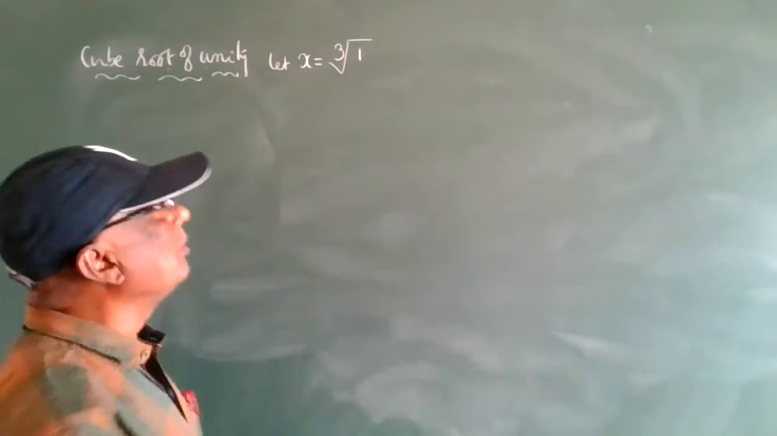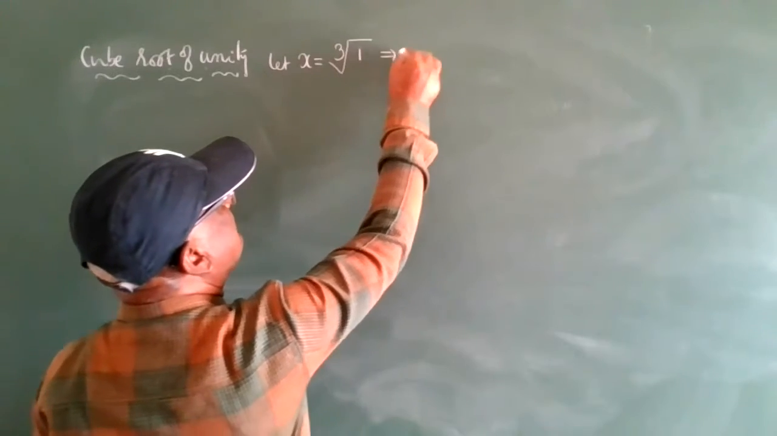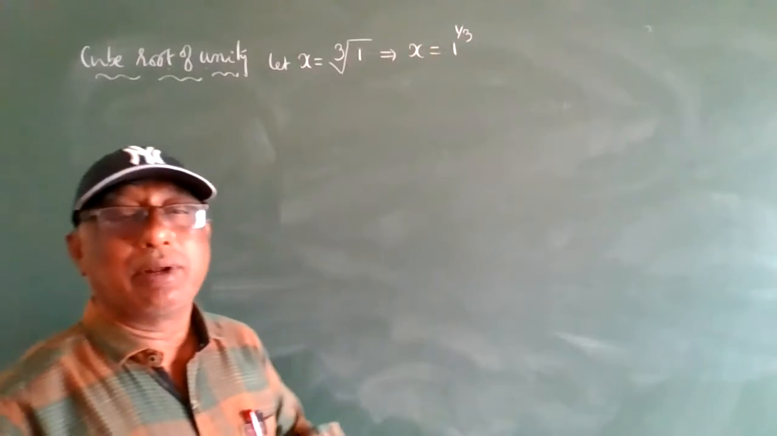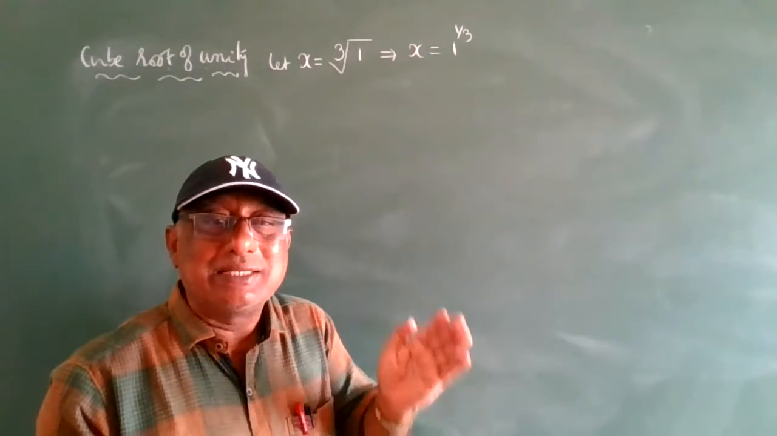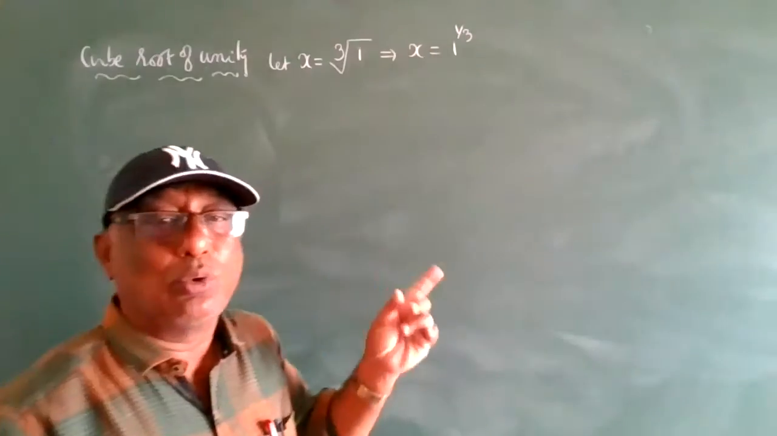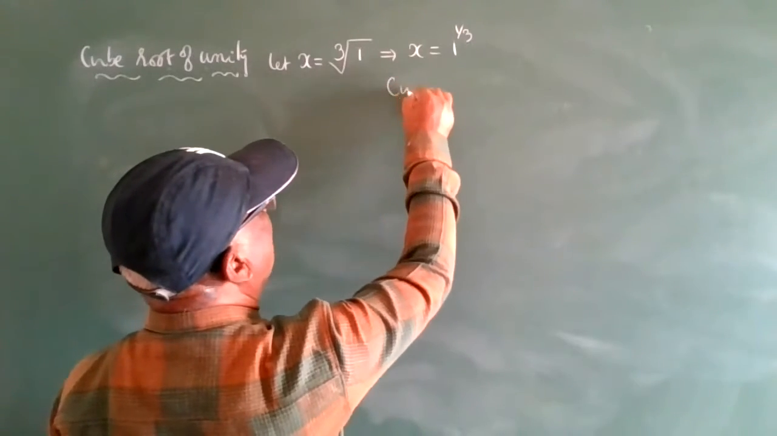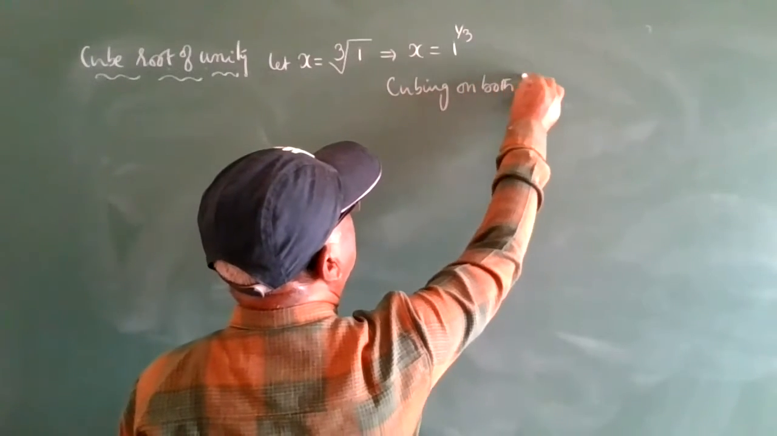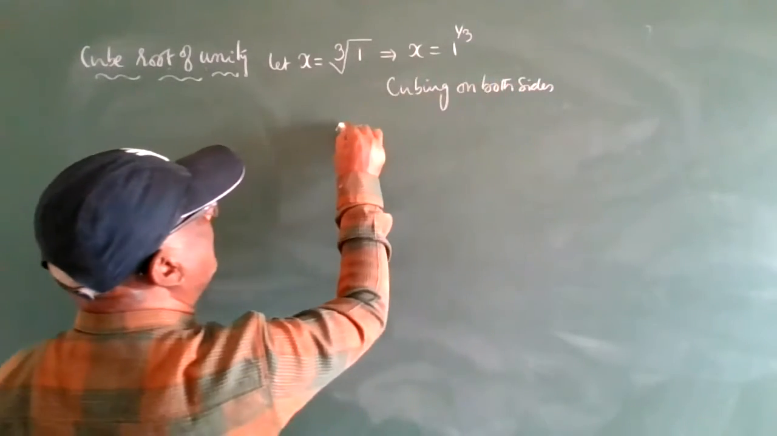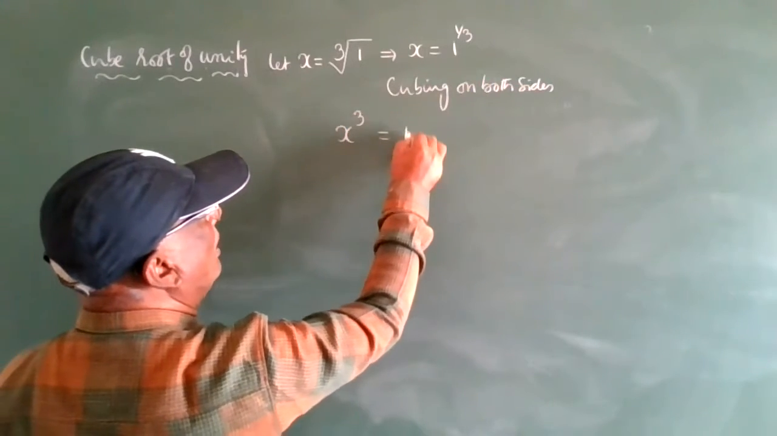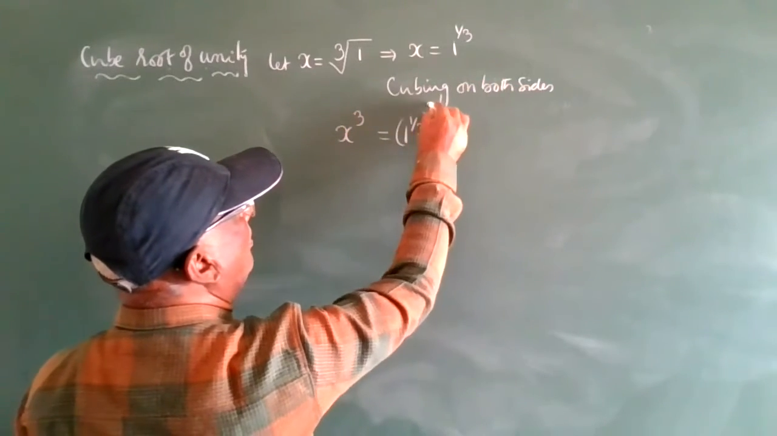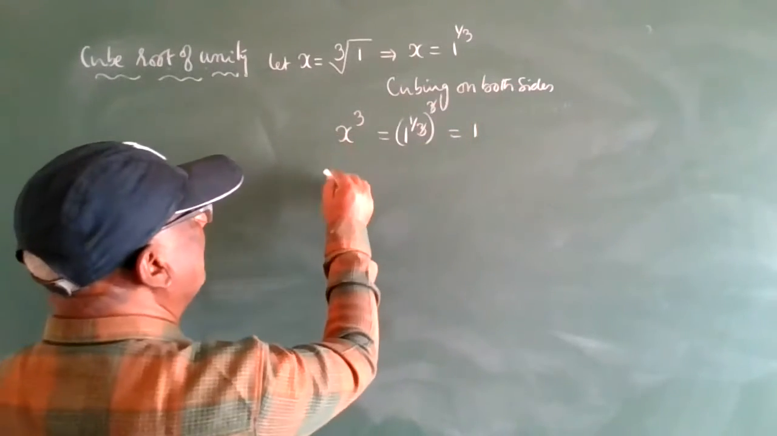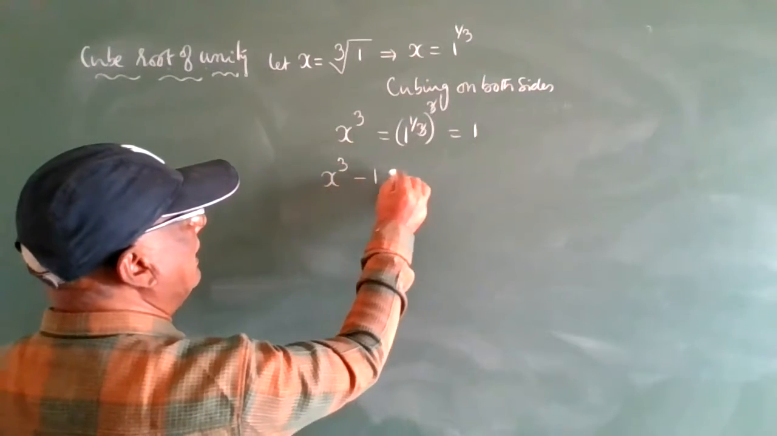Okay? So x is equal to 1 power of 1 by 3. 1 power of 1 by 3 means the 1 is divided into 3 parts. Therefore, cubing on both sides, x cube is equal to 1 power of 1 by 3 whole cube. Its value is 1. Now bring the 1 to the left hand side and it becomes a cubic equation.